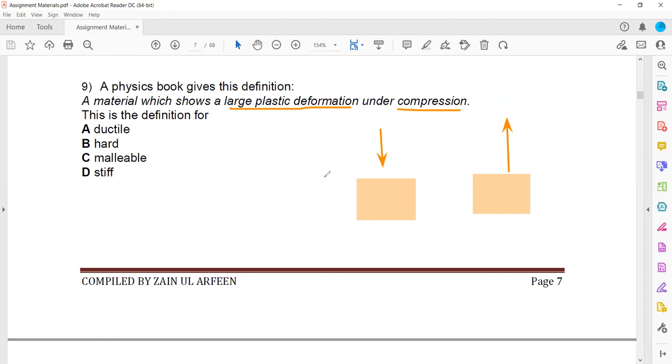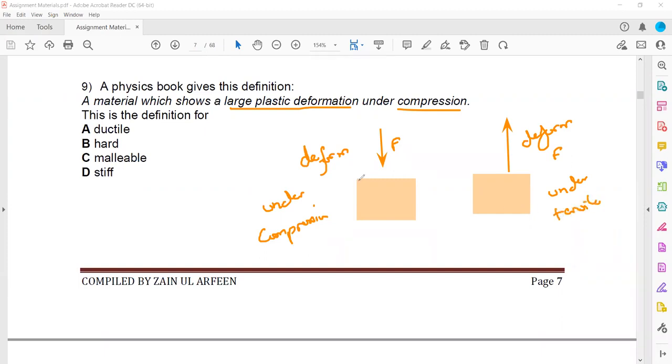So this object can deform under compression, and this object can deform under the tensile force. So if an object, like a hammer, deforms under compression, we call that malleable, can be hammered into shape. And ductile means can be drawn or stretched into wire. So ductile materials are used to make wire, and malleable materials are used to make sheet. So here it's option C, an object is a ductile material.